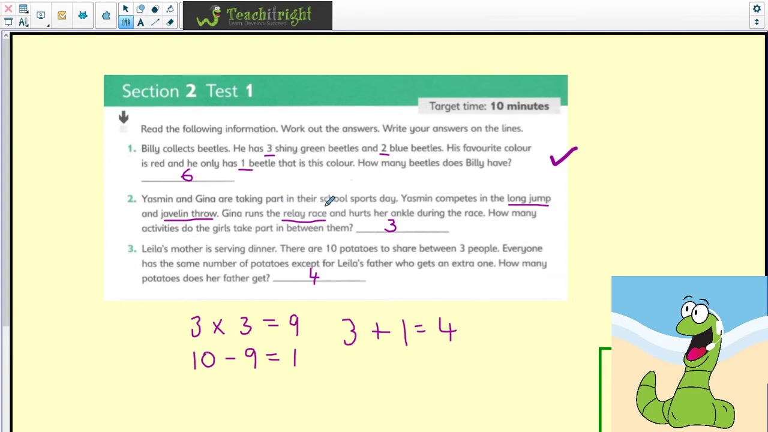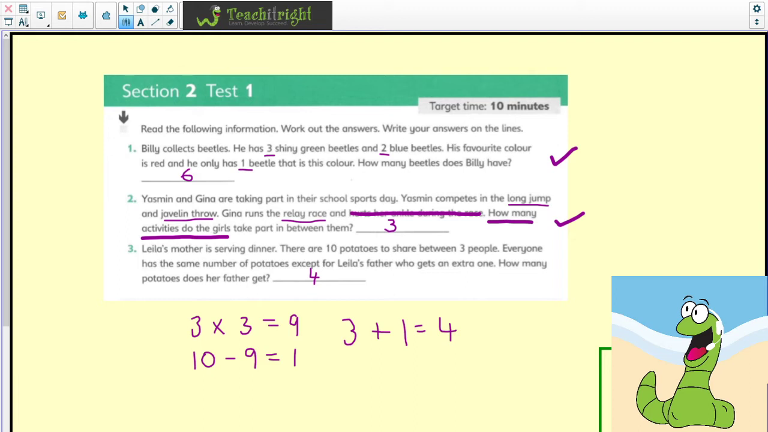Yasmin and Gina are taking part in their school sports day. Yasmin competes in the long jump and javelin. Gina runs the relay race and hurts her ankle during the race. Oh, poor Gina. How many activities do the girls take part in? So fortunately for Gina, I know she hurt her ankle, but actually that's not really important because I can cross that out because I'm not really asked about that. I'm asked about how many activities do the girls take part in. So I've underlined them. They do the long jump, they do the javelin, and they do the relay race. So it was 3.